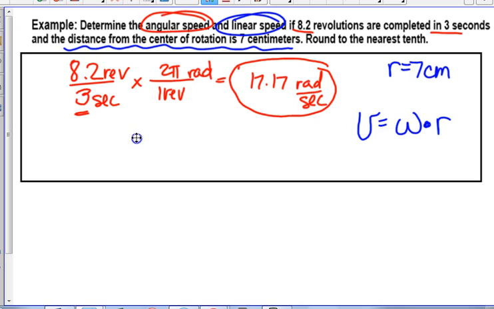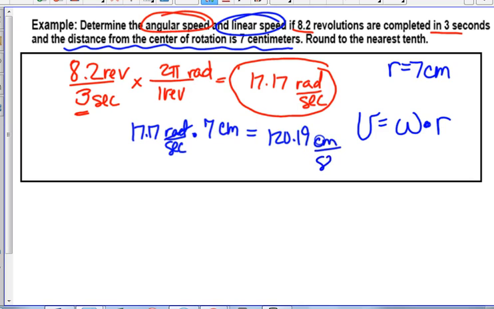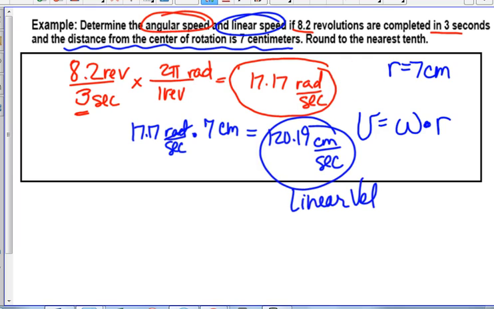Centimeters. So if we take our 17.17 radians per second, and we multiply it by that 7 centimeter radius, what magically goes away? Yeah, the radian just disappears, so that we end up with centimeters per second. And that's the linear speed. So this one was linear velocity, and this one was angular.